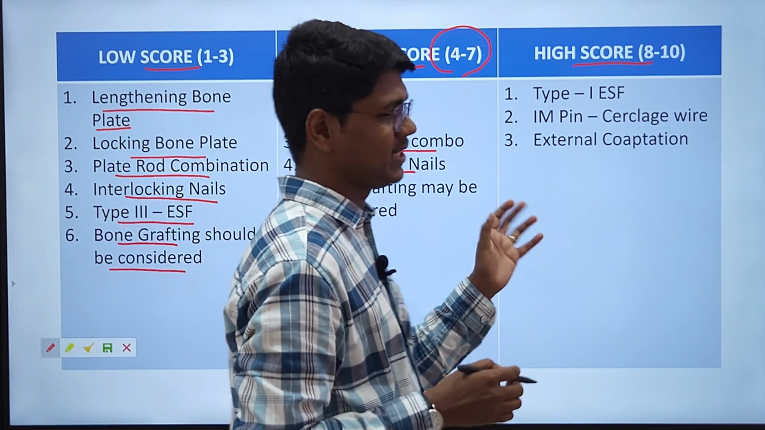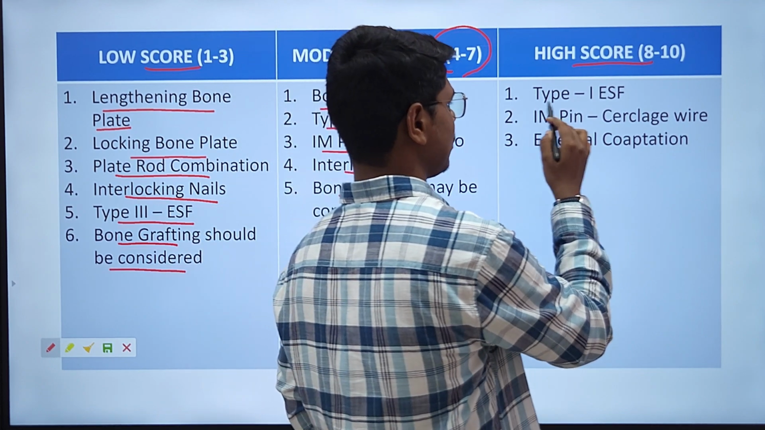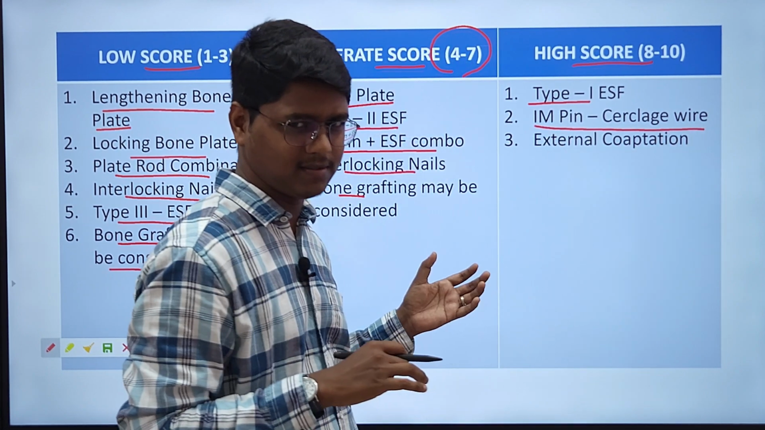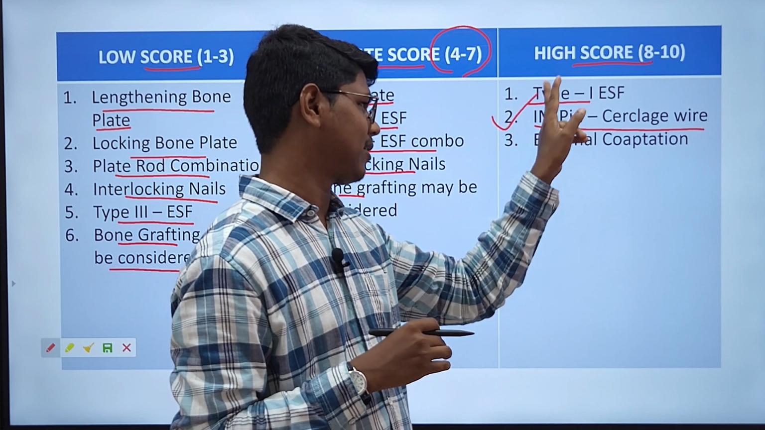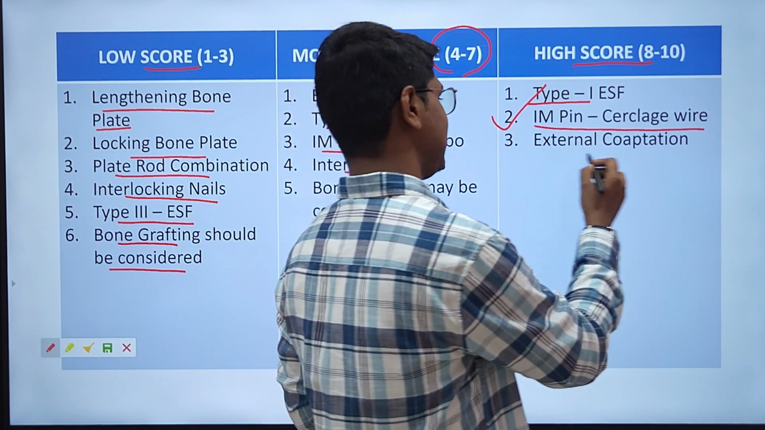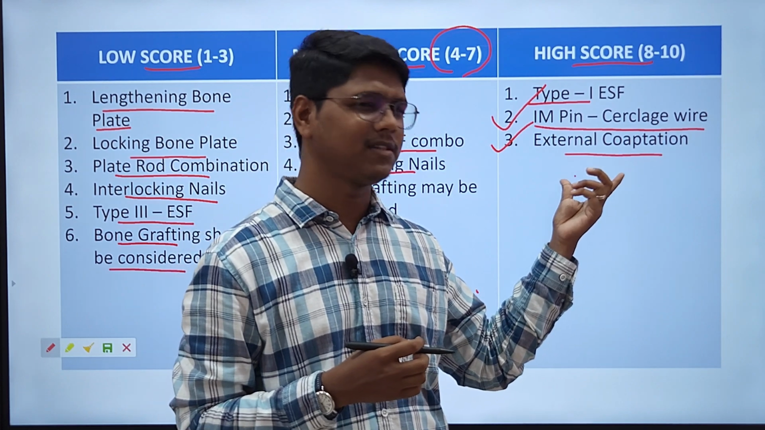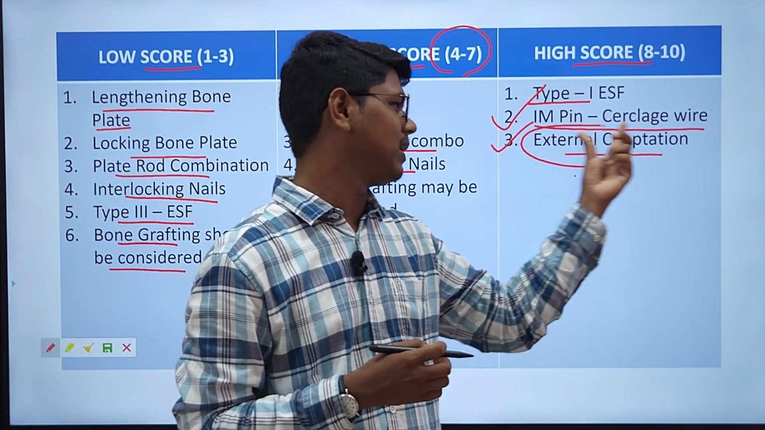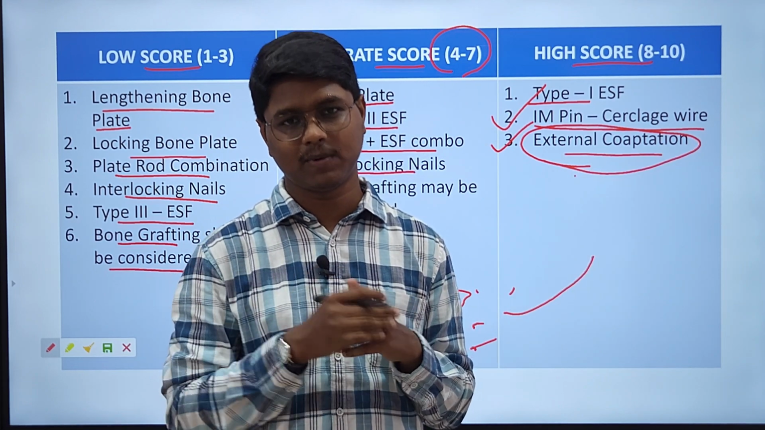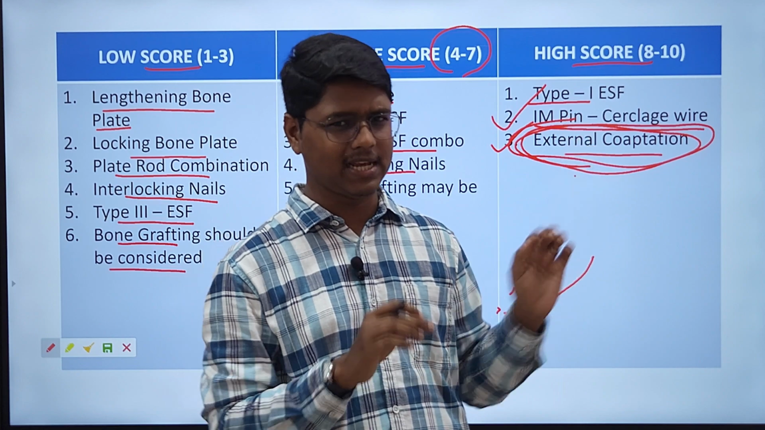Next is the high score patient, very good patients, little risk patients. In that case you can go for type 1 ESF, or IM pin with cerclage wiring. Most commonly in veterinary orthopedics you may encounter IM pin with cerclage wiring for oblique fractures. External coaptation is even more common in veterinary orthopedics. In the field it is the only thing available. In field veterinary dispensaries or veterinary hospitals, it is the only thing currently used in most parts of India, I suppose.